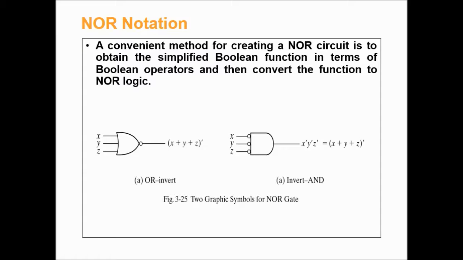The two graphic symbols for the mixed notations are shown in this diagram. The OR-invert symbol defines the NOR operation as an OR followed by complement. The invert-AND symbol complements each input and then performs an AND operation. The two symbols designate the same NOR operation and are logically identical because of De Morgan's theorem.